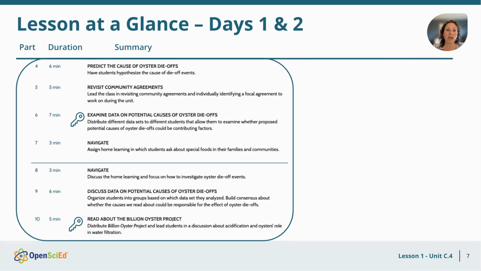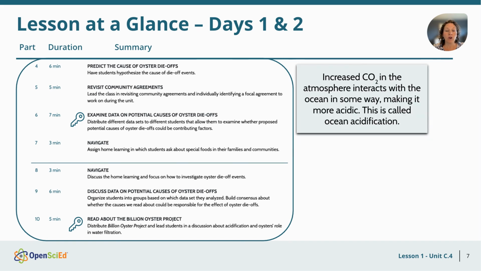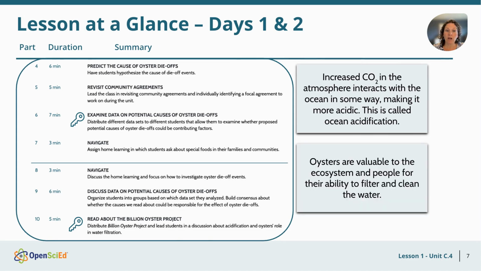In the second loop, students attempt to make sense of the phenomena by examining data on potential causes of oyster die-offs and reading an article called The Billion Oyster Project. We figure out increased carbon dioxide in the atmosphere interacts with the ocean in some way, making it more acidic. This is called ocean acidification. We also figure out oysters are valuable to the ecosystem and the people for their ability to filter and clean water.